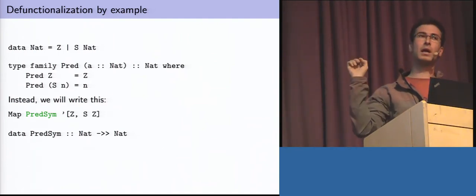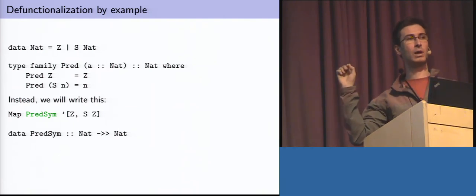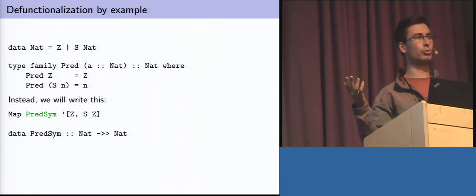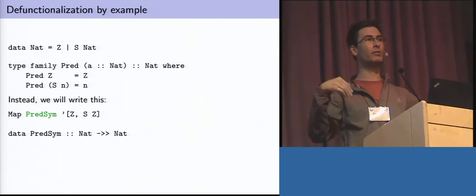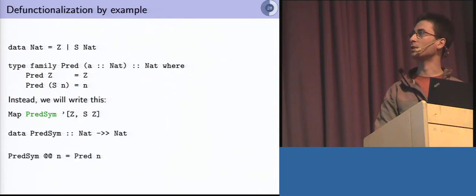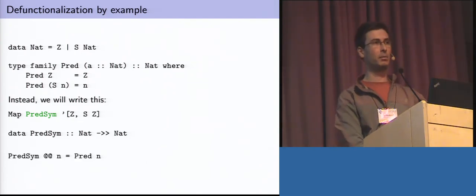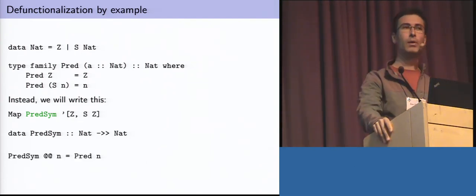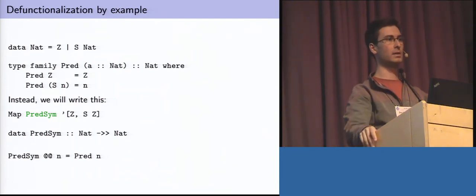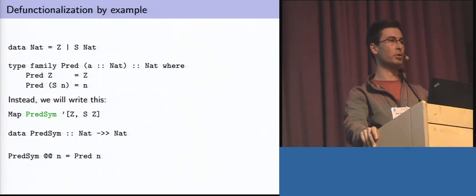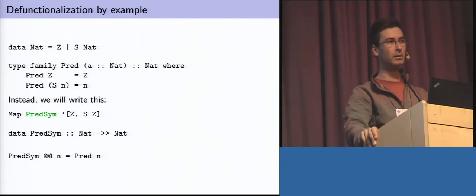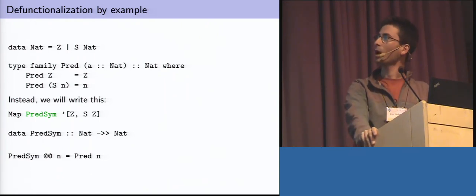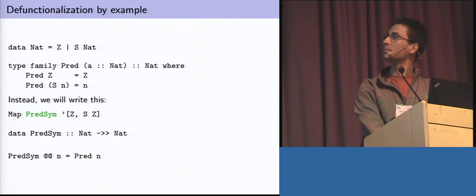Because we've assigned the symbol this double arrow kind, we've lost the ability to apply it, because we can only apply things that use the normal arrow. So we must recover that ability by defining the application operator, that double apply sign, which will allow us to apply symbols to arguments. In the case of the pred symbol, we want this property to hold: we want to be able to apply the pred symbol to an argument, and once we do that, we want to call the original pred type family.